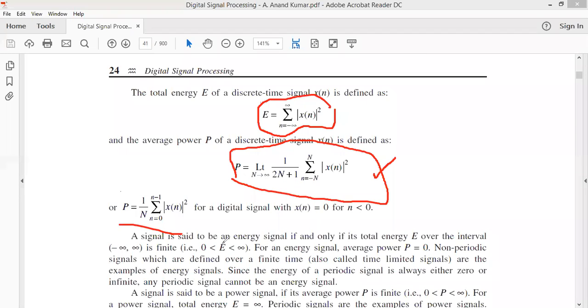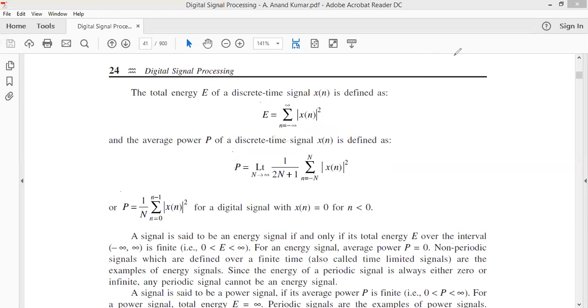A signal is called an energy signal if the total energy of the signal is finite and the power is 0. So the energy should be finite and the power should be 0, then the signal is called an energy signal. Most of the time, non-periodic signals are usually energy signals. So all non-periodic signals are usually energy signals.